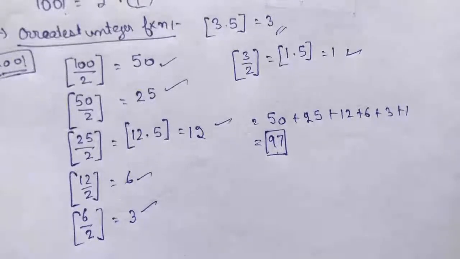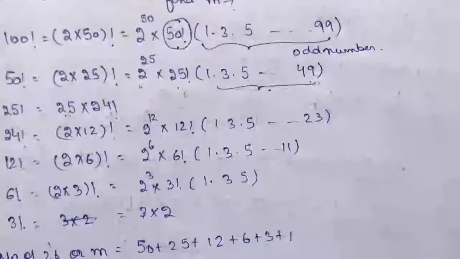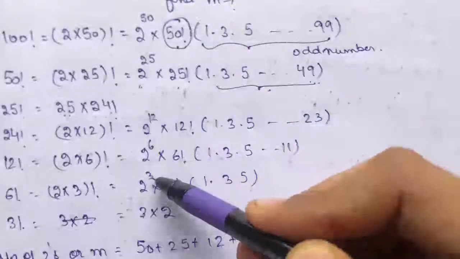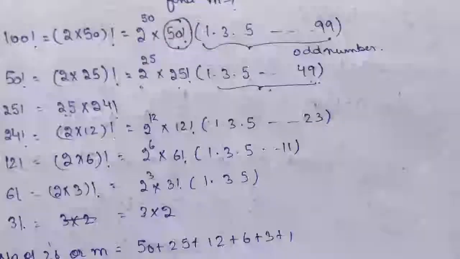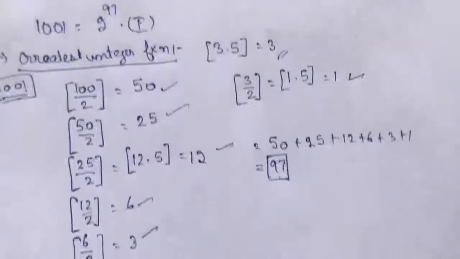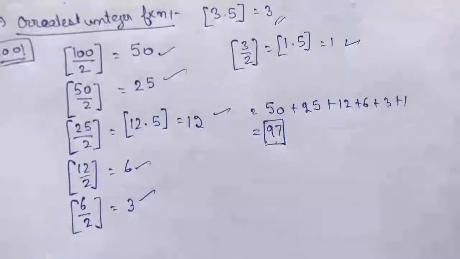If you see 50, 25, 12, 6, 3 and 1, these are the same values that we got over here. Okay, so this is just the shortcut to find out the number of 2's in any factorial.